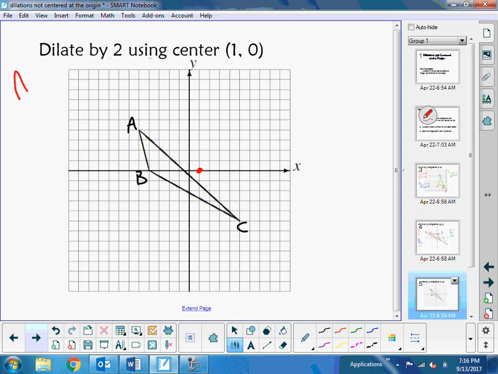Okay, so point A. From the center to A, I go 1, 2, 3, 4, 5, 6 to the left, and 4 up. Okay, so if I multiply those by 2, I really need to travel 12 to the left and up 8. So way up here is going to be A prime.